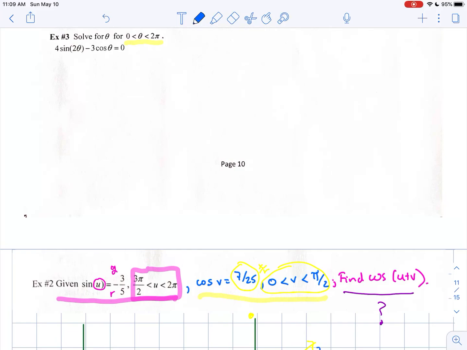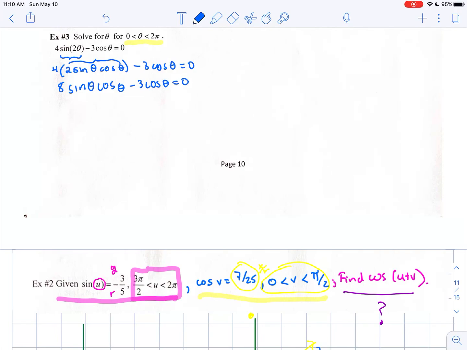So we're going to begin with rewriting sine of 2 theta as 4 times 2 sine of theta cosine of theta, which is the double angle formula for sine. So that's what I have substituted in, and then everything else stays the same. Well, I'm going to go ahead and simplify the coefficients out front: 8 sine of theta cosine of theta minus 3 cosine of theta.